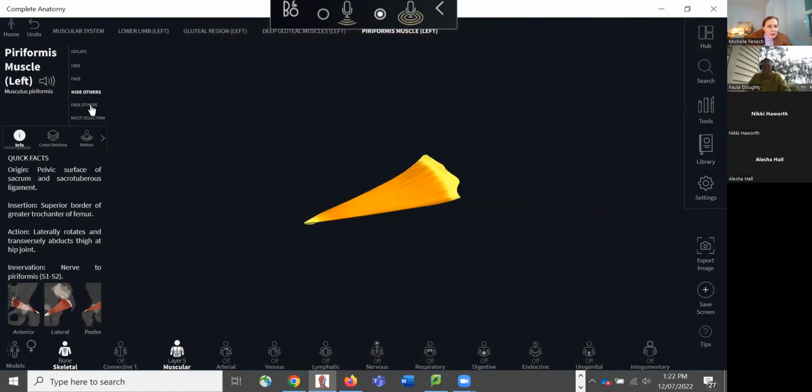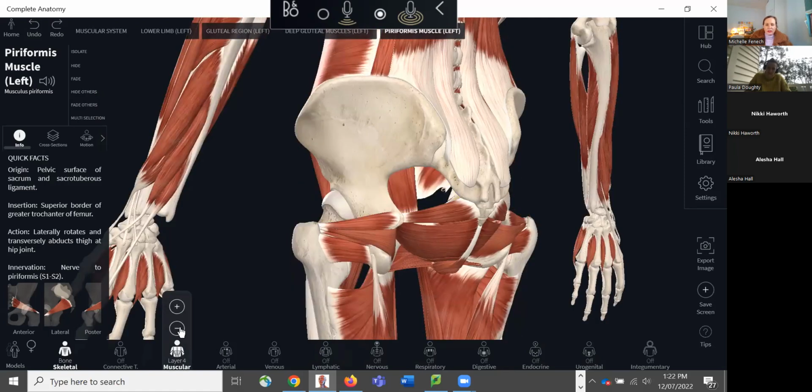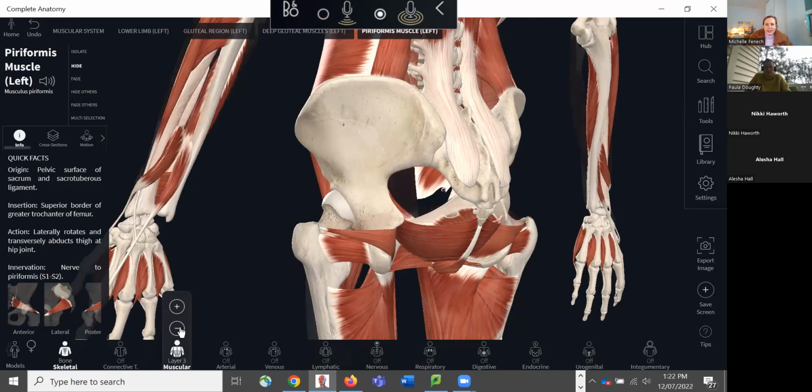Can we bring the bones back? So first you've got to have the bones there, and then I usually just search for the muscle and do it that way, and then it shows you that muscle on the bone. Okay, let's do that. So we'll take our muscle layers. Sometimes it's quicker that way. Yeah.